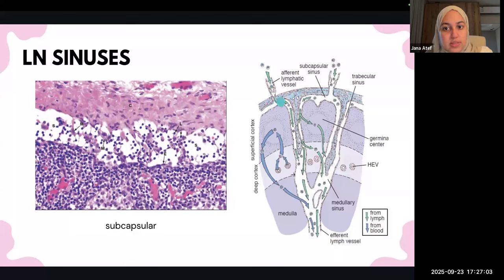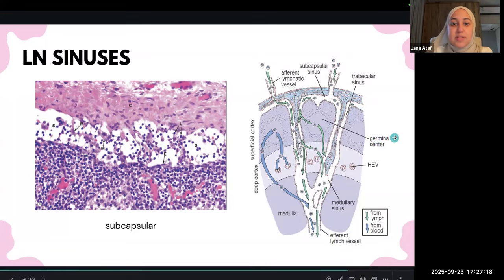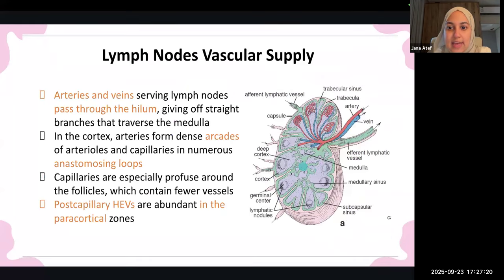So again, the afferent lymph vessel carries the lymph. It goes into the sinuses. The sinuses have three parts. First the subcapsular, which is right under the capsule, then trabecular, and then medullary. The medullary sinuses, like we said, make up the medulla. It's like this is a sinus, and this is a cord. This is where everything gets filtered. There's a lot of macrophages, there's a lot of B cells, there's everything.